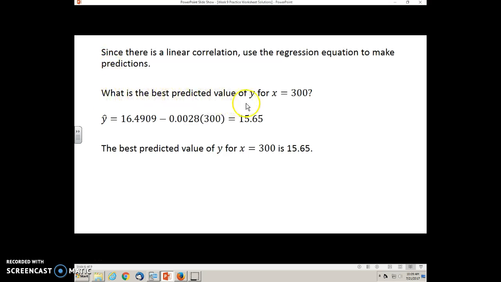Now, since there is a linear correlation, use the regression equation to make predictions. What is the best predicted value of y for x equals 300? We will substitute x equals 300 into the regression equation. Y hat equals 16.4909 minus 0.0028 times 300 equals 15.65, and this is rounded to 2 decimal places. You would round to whatever is asked on your assessment. So the best predicted value of y for x equals 300 is 15.65.